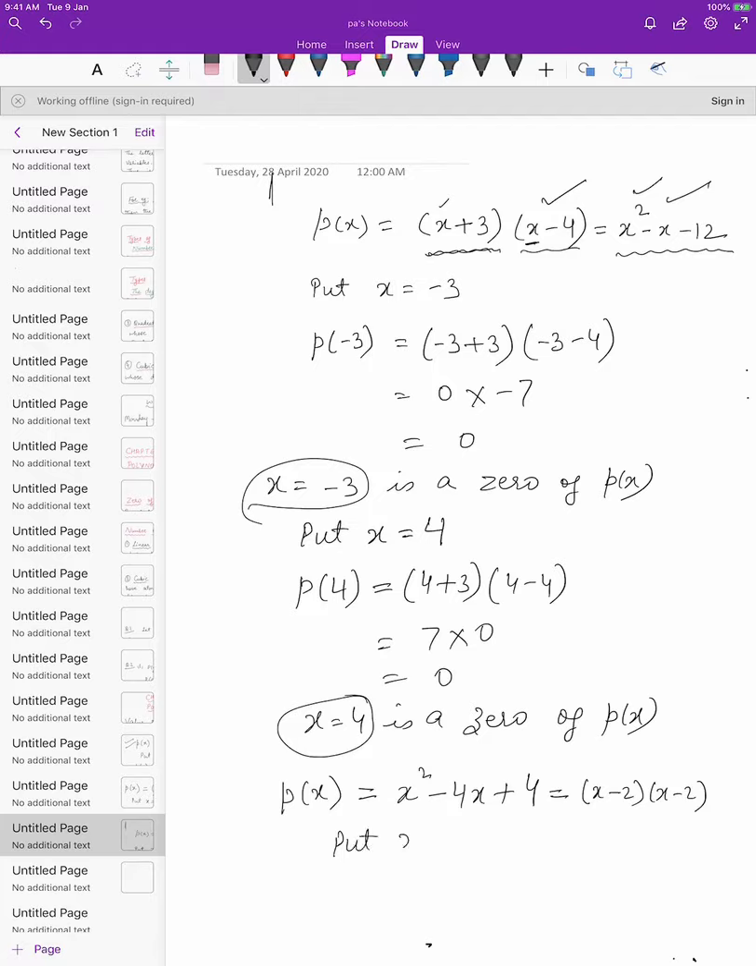Now, which value of x will make this polynomial 0? Obviously x is equal to 2. So p of 2 will come out to be (2 minus 2) into (2 minus 2), which is equal to 0 into 0, which is 0. That is the only value. Though it was a quadratic polynomial, it has only one 0, that is 2.